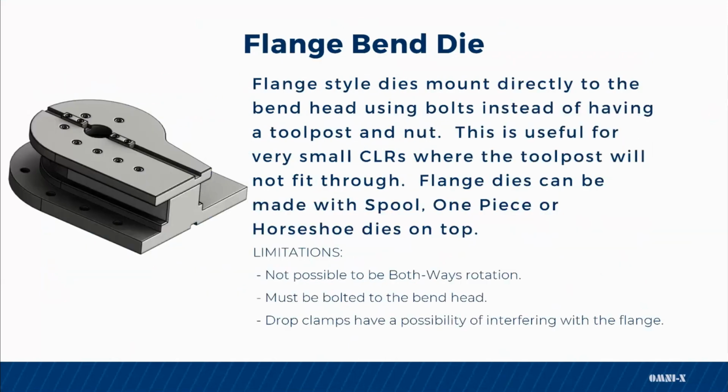Flange style dies mount directly to the bend head using bolts instead of having a tool post and nut. This is useful for very small centerline radii where the tool post will not fit through. Flange dies can be made to stack with one spool, one piece, or horseshoe bend dies on top. The limitations of flange bend dies are that they are not able to have both ways rotation, they must be bolted to the bend head, and drop clamps may have a possibility of interfering with the flange mounting.